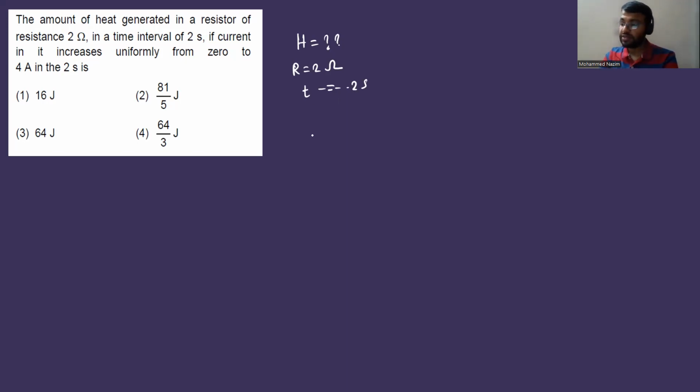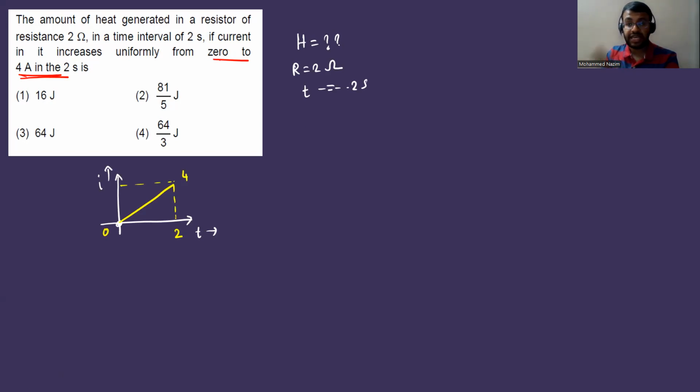You should be very careful with this question. Current is not constant here. Current is increasing uniformly from 0 to 4. So if I plot a current versus time curve, initially current was 0, and it increases from 0 to 4 ampere in a time interval of 2 seconds.